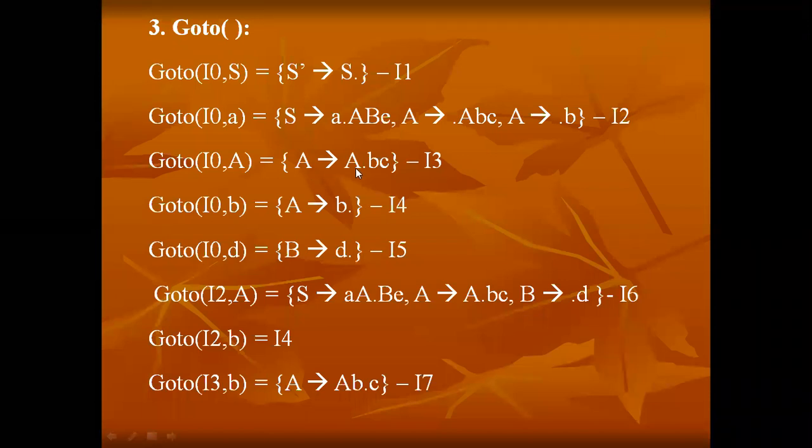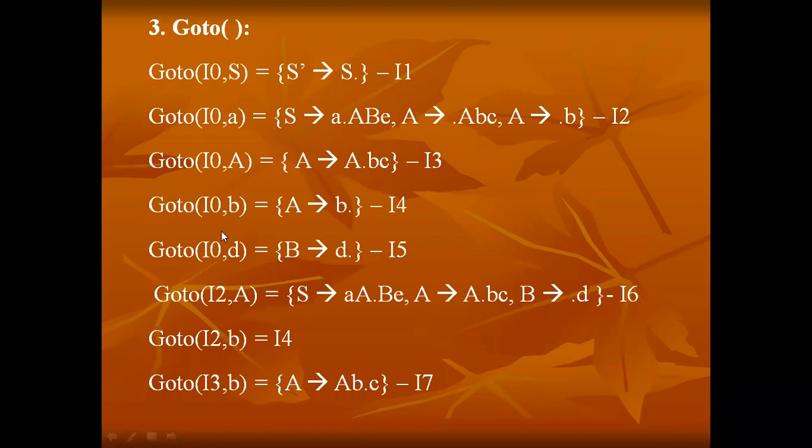See, A tends to dot A BC, and after processing it is A tends to A dot BC. And again, this is not in I2, not in I1, and not in I0. This is a new production rule that we generated by performing the goto of I0 with A. So just give the new item number I3.